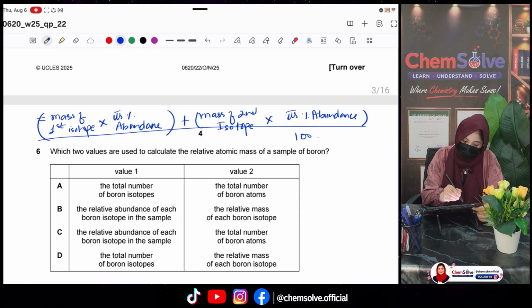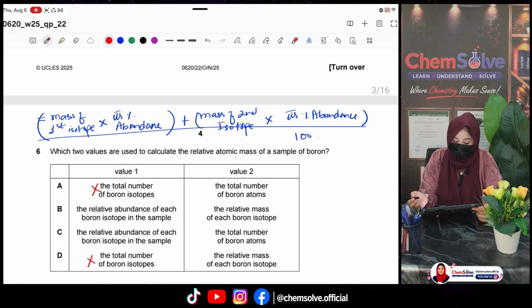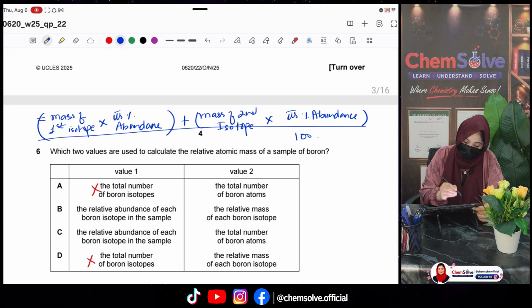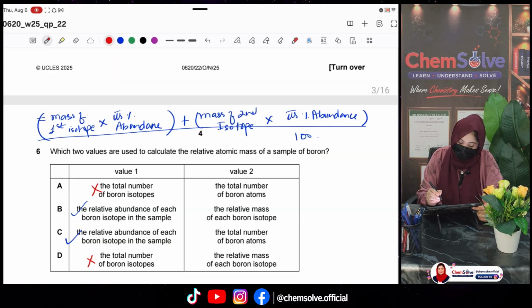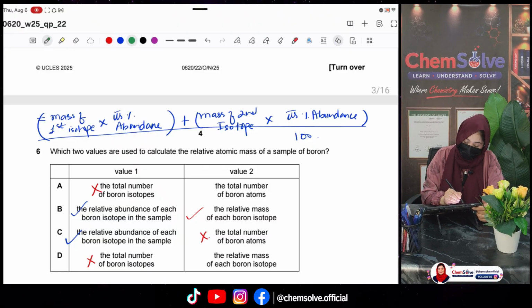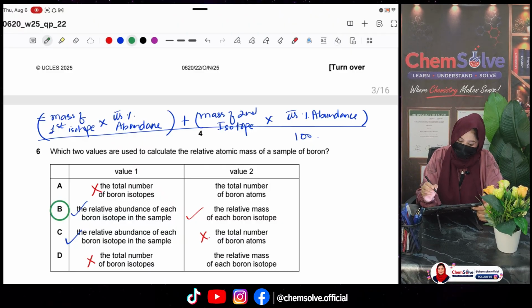The total number of boron isotopes? Not at all. We don't need the total number of isotopes. So options A and D are not correct. The relative abundance of each isotope, yes, it makes sense. So now we just compare B and C. The relative mass of the boron isotope, yes. And the total number of boron atoms, not at all. So I think B is the correct option here.